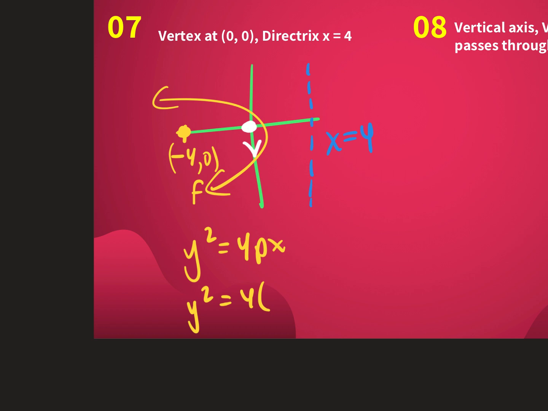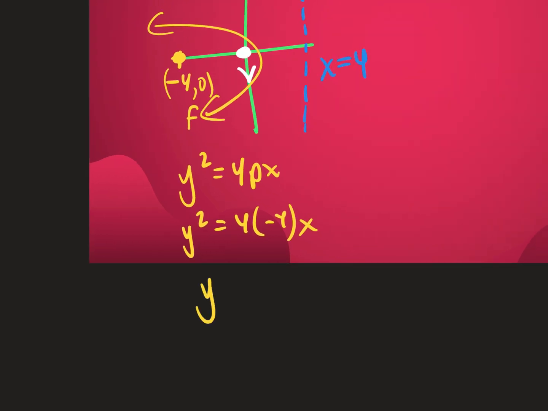It's 4. Either way, it's 4. But we're opening towards the focus. Which way are we opening? To the left or to the right? To the left. That's why it's negative 4. And then I have my x. And then we simplify. Y squared equals negative 16x.